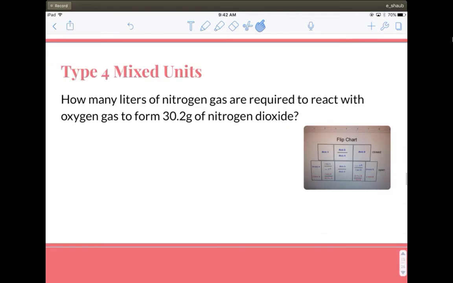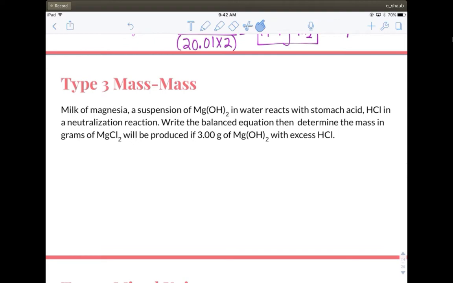All right, so last 2 problems that we're going to look at here. Next one is milk of magnesia. So if you've ever had to take that, if you had an upset stomach, this is what you take if you have a lot of excess stomach acid. It's an acid-base reaction. It's telling you that it reacts with stomach acid. So those are my 2 reactants.